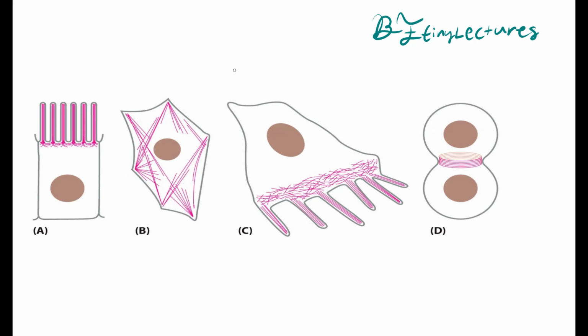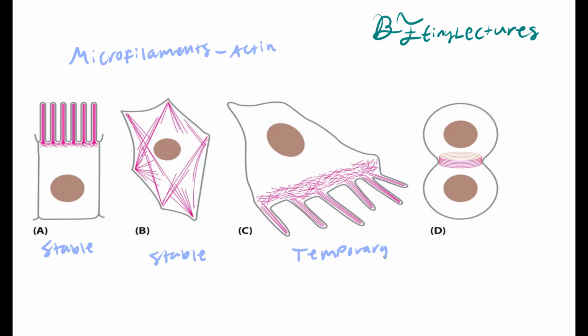We will now be talking about microfilaments. So remember that microfilaments are filaments made from actin. Within the body, there are 4 categories. So there is the stable category. There is another stable category, and then these are the temporary categories. So I guess not really 4 categories, but rather 2.